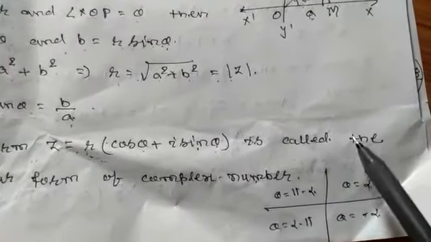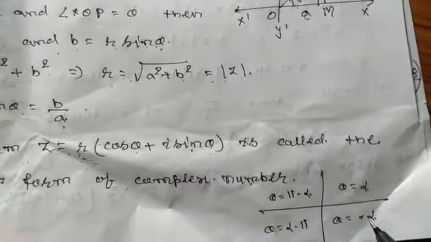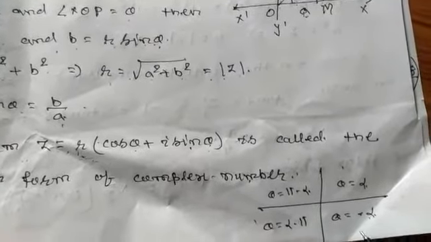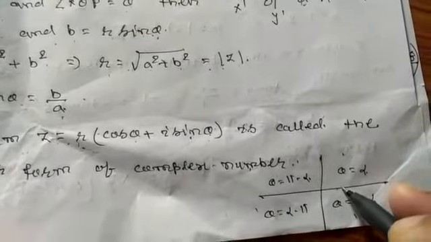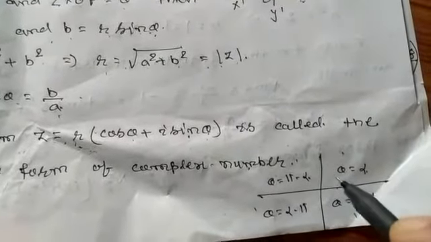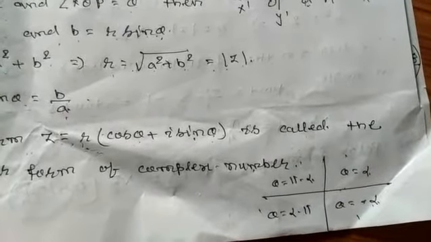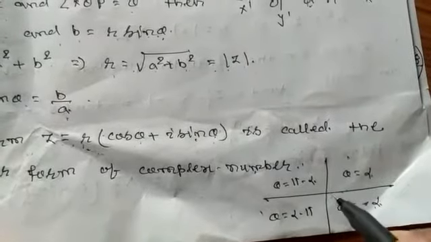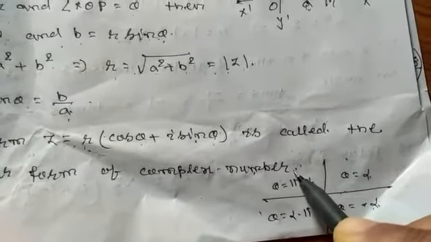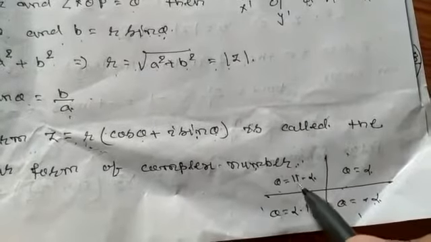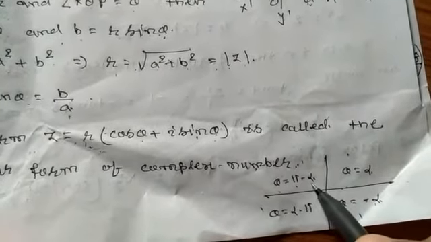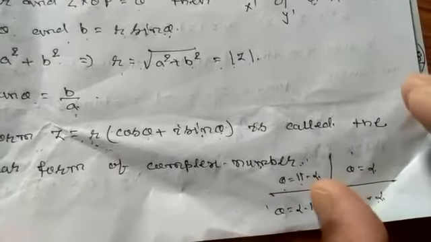Now the whole complex plane is divided into 4 quadrants, quadrant 1, 2, 3 and 4. So when theta, that is the argument of the complex number making an angle with the positive x-axis, is in the first quadrant, then theta will be equal to alpha, where alpha is any acute angle. And when the point lies in the second quadrant, then theta will be pi minus alpha, where alpha is any acute angle.